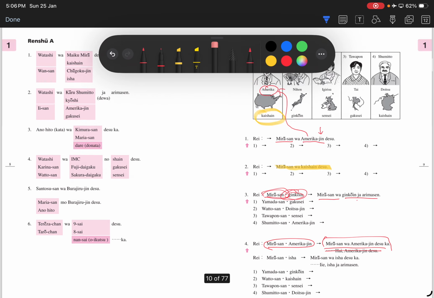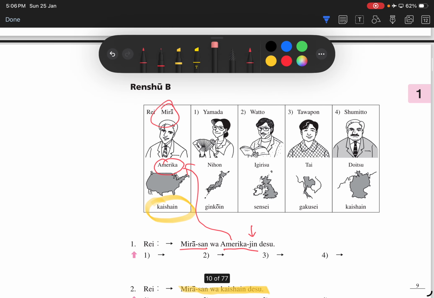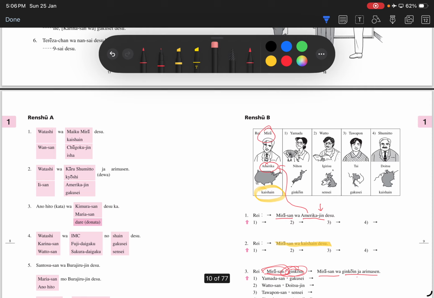Okay, so for now our homework will just be Renshu B. We will go through Renshu B next week. The extra sheet of paper that you received, the one for lesson 1 and 2, you need to start on first. This other one, just wait until we finish lesson 2. This one just hold off first. Alright?